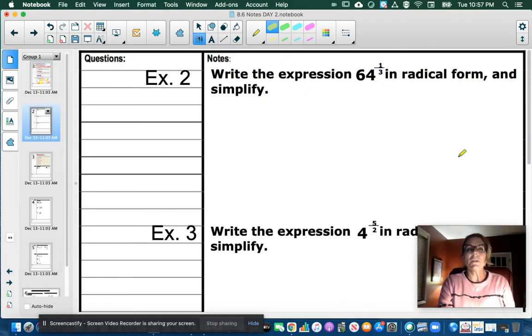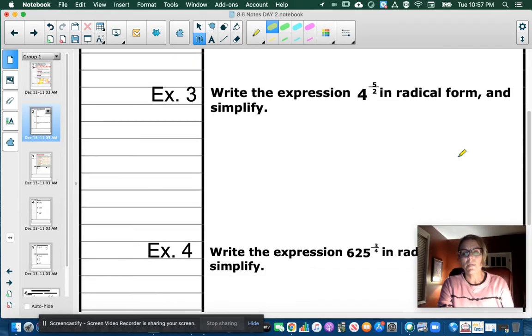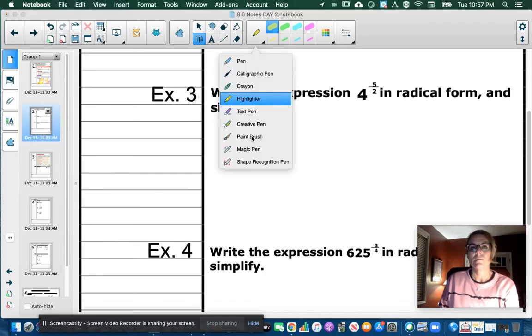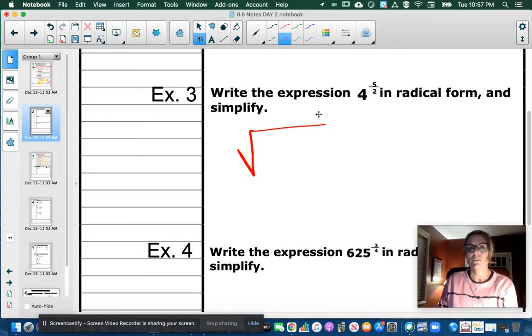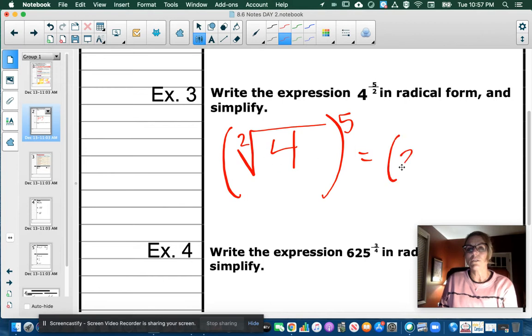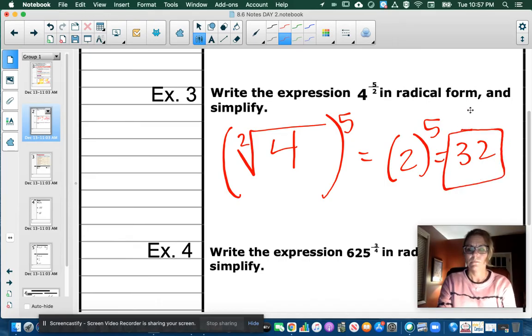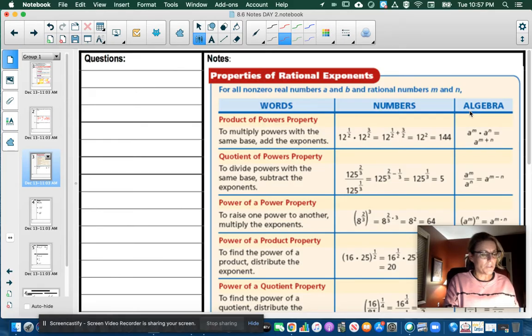Example 2, we're going to do in class. Let's try example 3. Write the expression 4 to the 5 over 2 in radical form and simplify. Here's my radical. The 4 is the radicand. The 2 is out there. That's the root or the index raised to a power of 5. The square root of 4 is 2, and 2 to the 5th power is 32. Example 4, we're going to save for class.